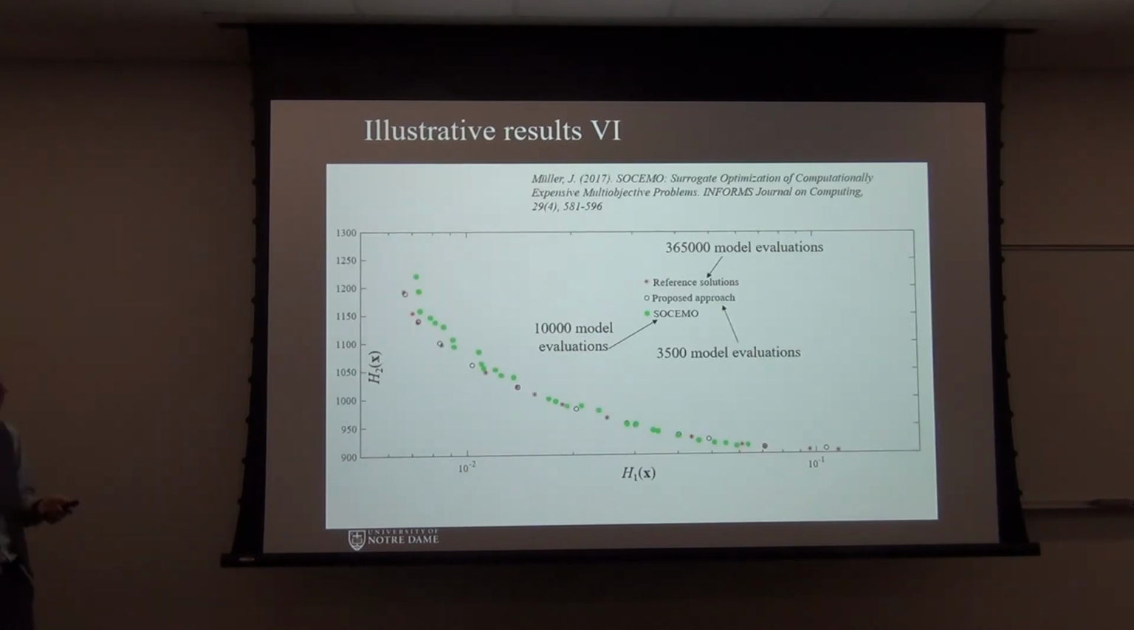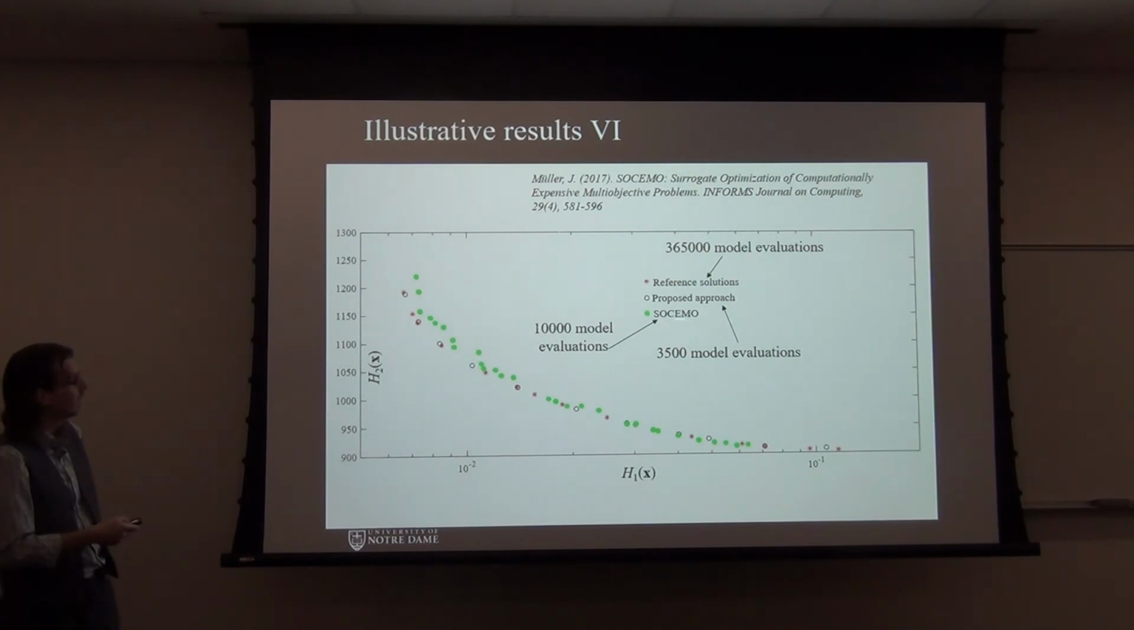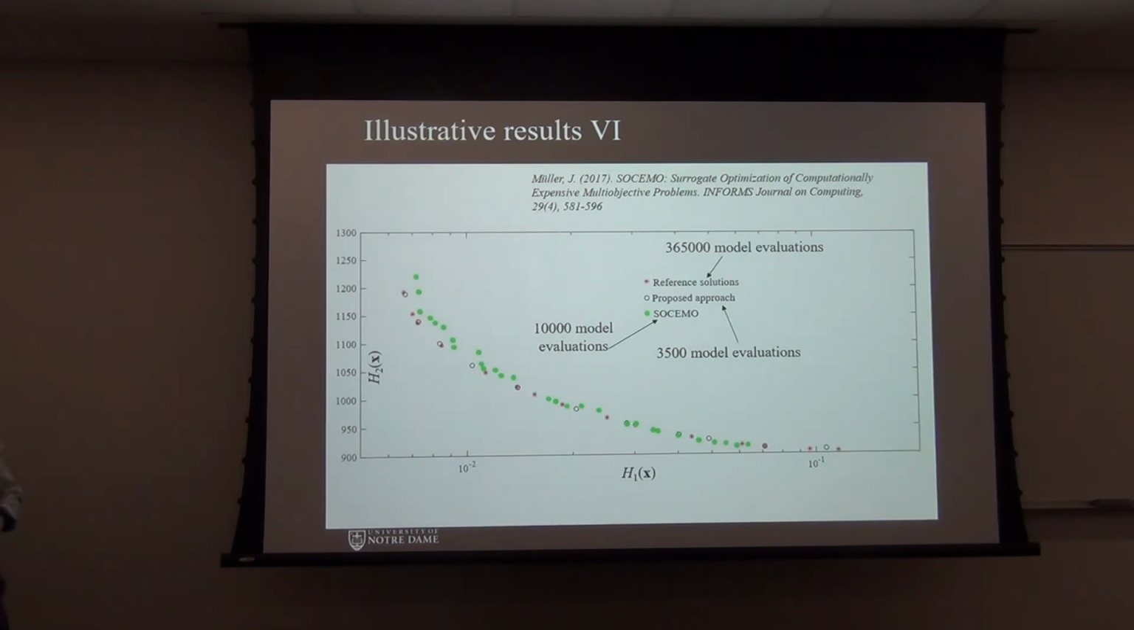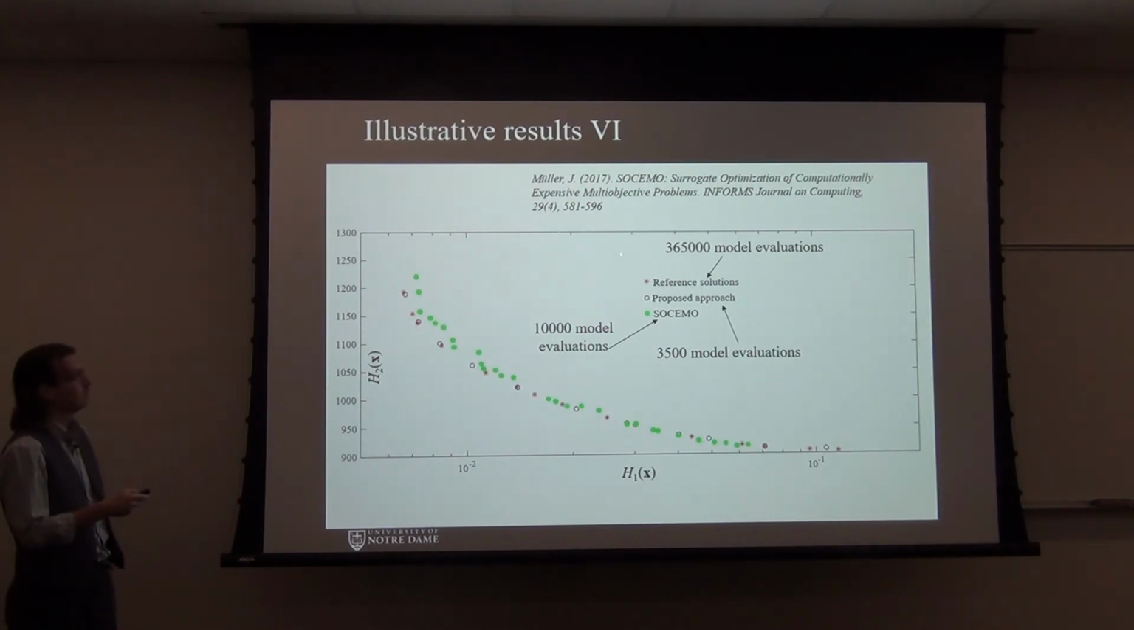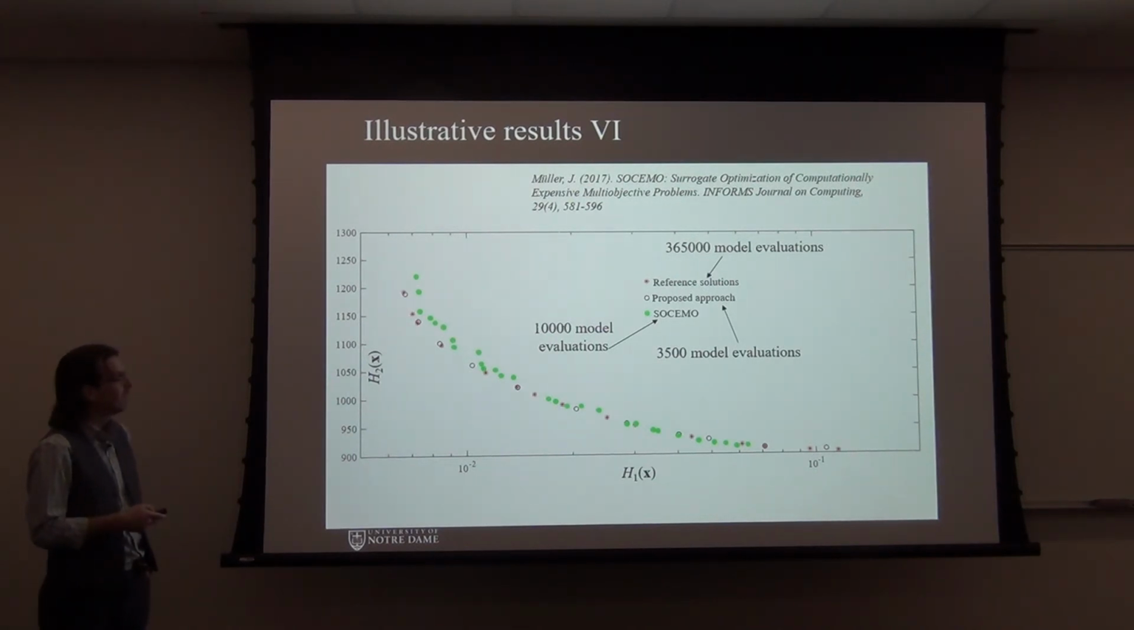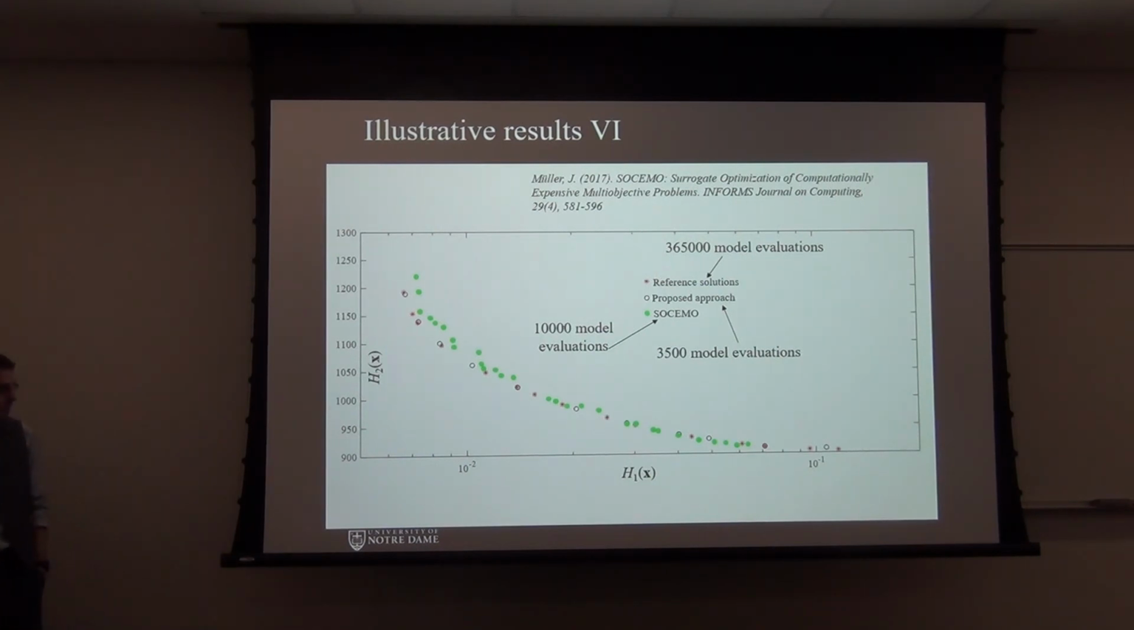And here we compare with another algorithm that has been specifically designed for computationally expensive multi-objective problems, Sokemo. So you can see that Sokemo does well in some regions of the Pareto front, but pretty badly in some other regions, and that with significantly higher computational burden corresponding to this iterative implementation.